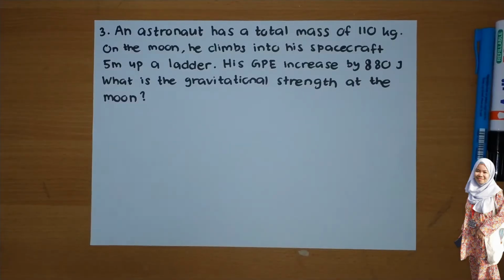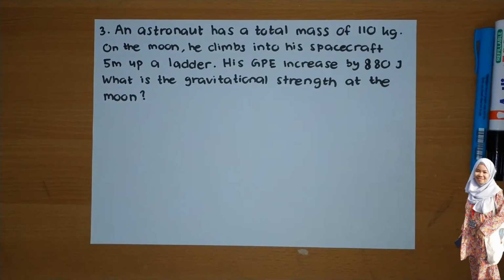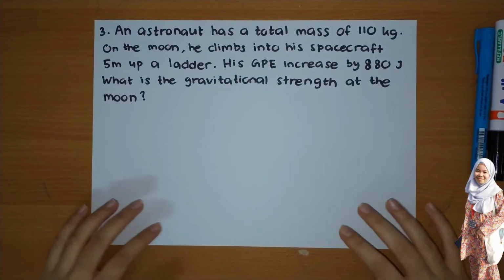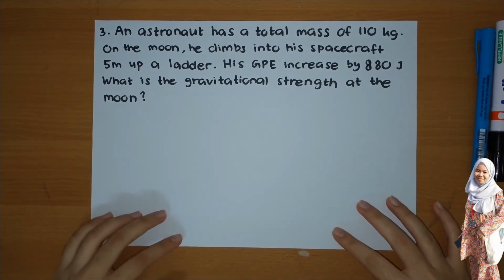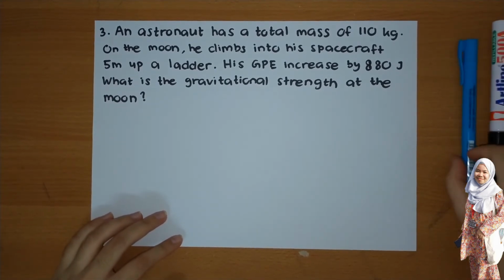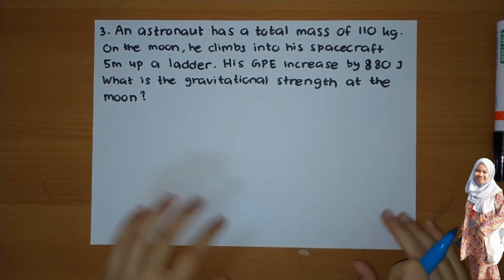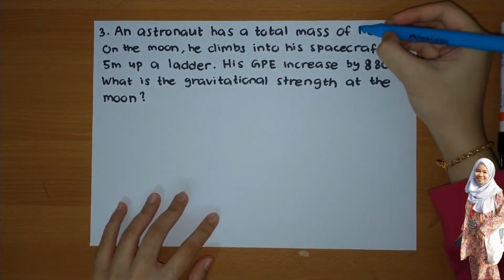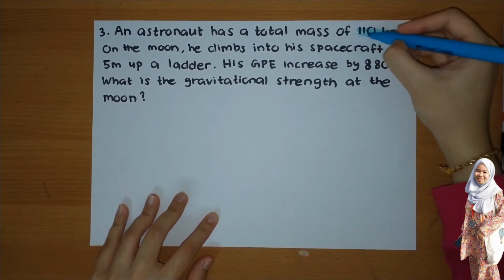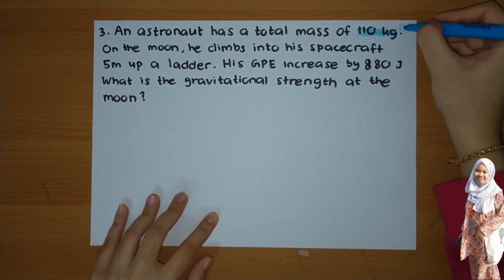Let's go. It's the last example. An astronaut has a total mass of 110 kg. On the moon, he climbs into his spacecraft 5 meters up the ladder. His GPE increased by 880 joules. What is the gravitational strength at the moon?